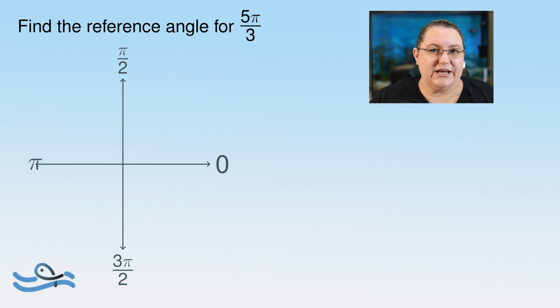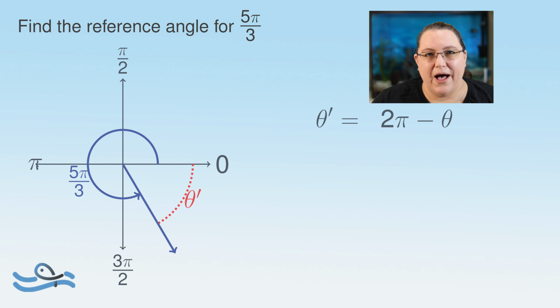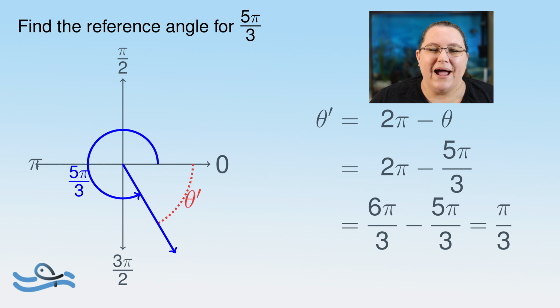Now, let's find the reference angle for 5 pi over 3. 5 pi over 3 is in the fourth quadrant, so to find my reference angle, I need to take 2 pi and subtract away my original angle. That's 2 pi minus 5 pi over 3, which is the same thing as 6 pi over 3 minus 5 pi over 3. 6 pi over 3 minus 5 pi over 3 is pi over 3. That means my reference angle is pi over 3.